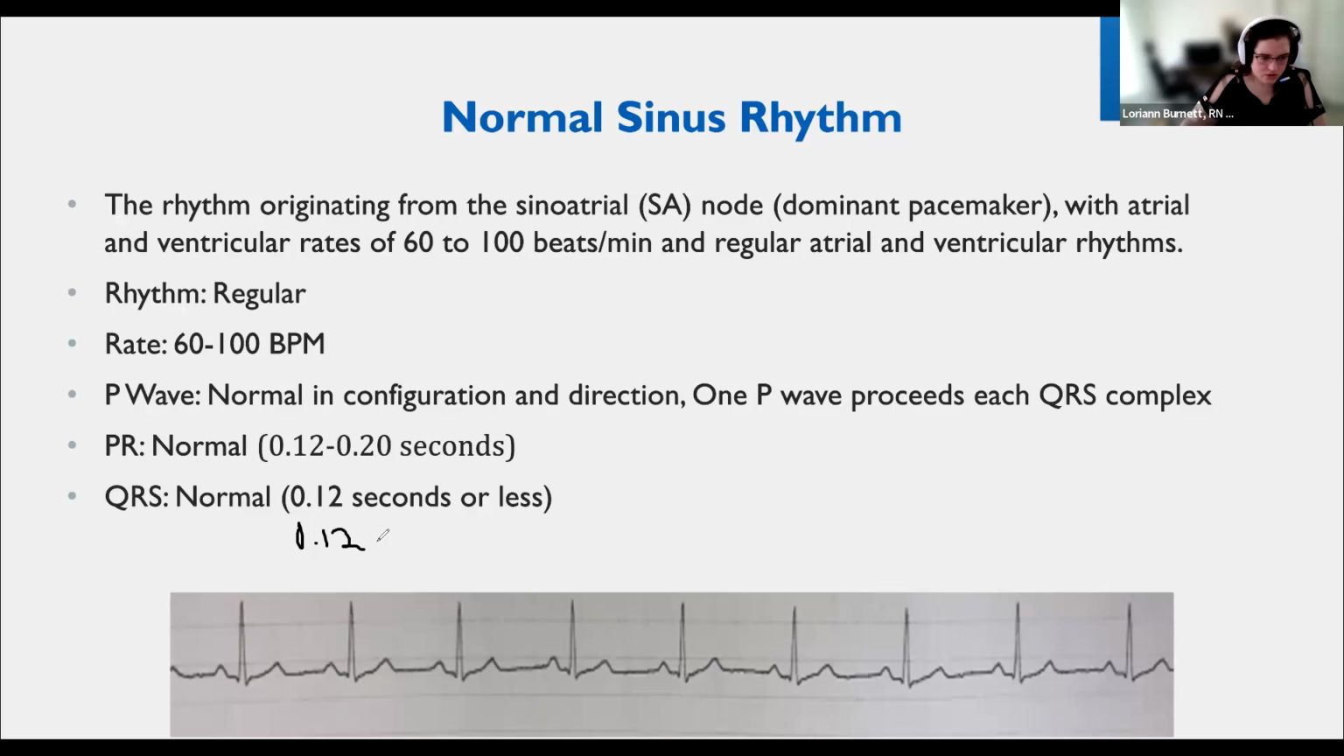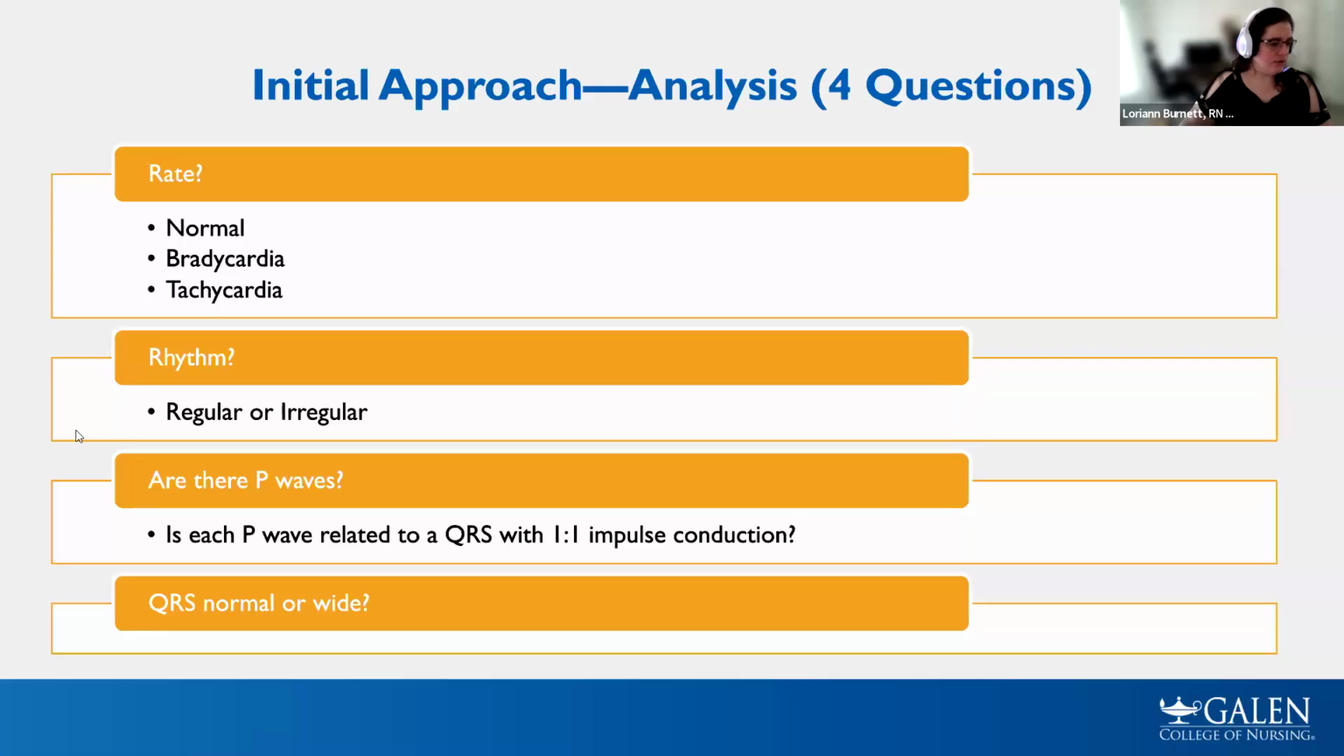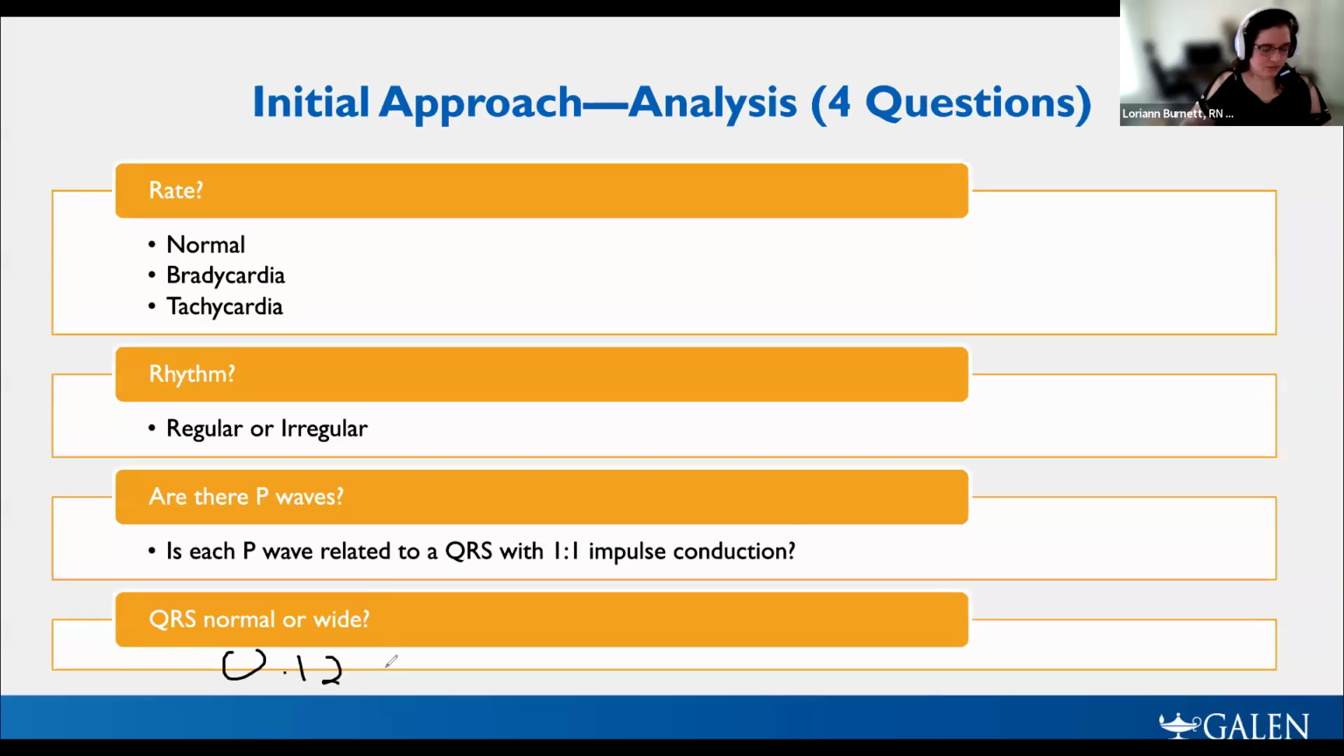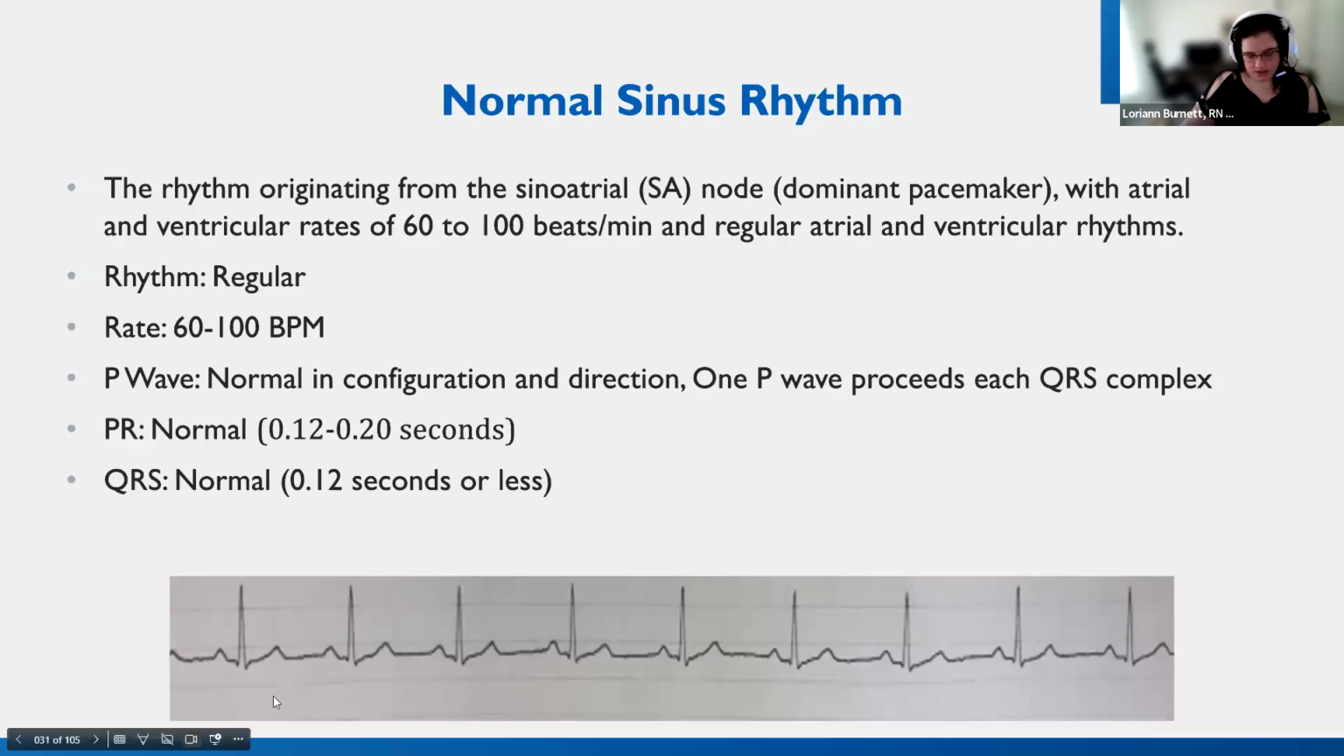0.12. I'm so sorry, there was a typo. Our P wave is 0.12. I'm so sorry, I did not mean to confuse you before. I was reading the wrong one. QRS, it should be less than 0.12. So QRS should be less than 0.12, or 3 itty bitty boxes.